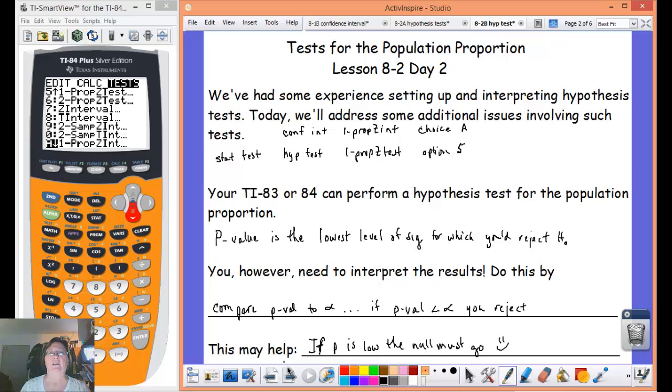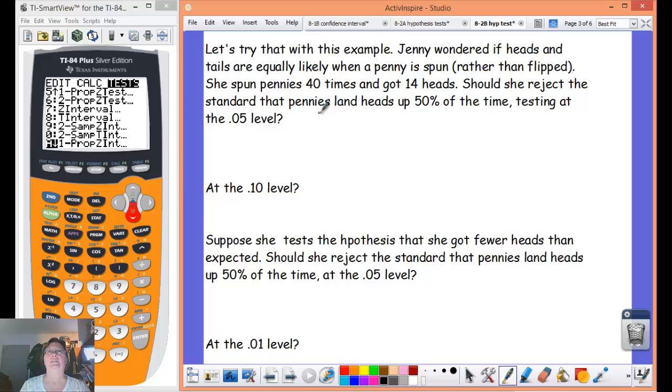Helps me to remember. So let's investigate this a little bit. We have a situation. We're going to take a look at this little example. Jenny must have some time on her hands. She wonders if when you spin a penny, that is, set it up on its edge and flick it so that it spins around, heads and tails are both equally likely, or if the probability that when you spin you'll get a head is 50% of the time. She asked the question, should she reject the standard that is true, testing at the 05 level?